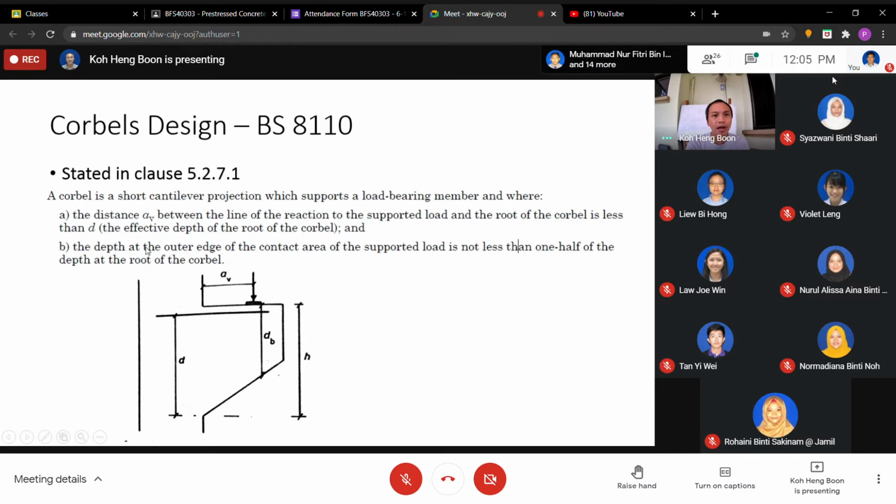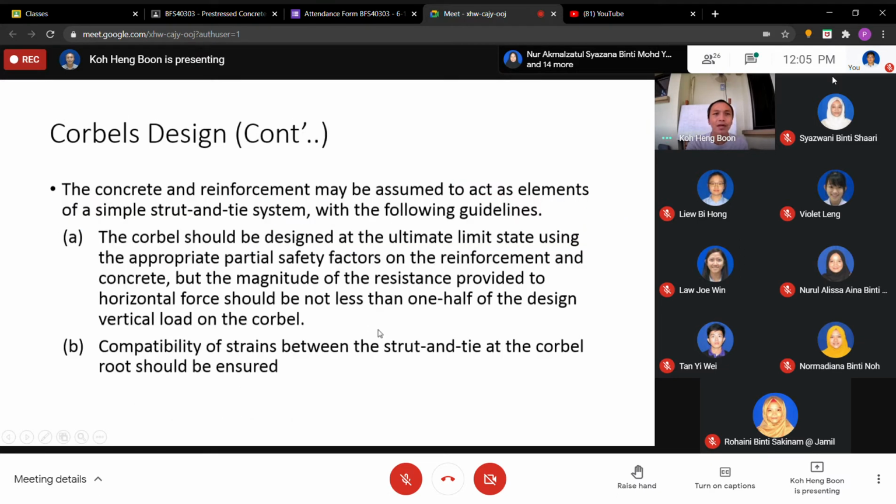And the depth at the outer edge of the contact area of the supported load is not less than 1/2 of the depth at the root of the corbel. Basically, the dB here is not less than h/2. They give you some information. We can base on the strut and tie system. Just now I looked at it already.